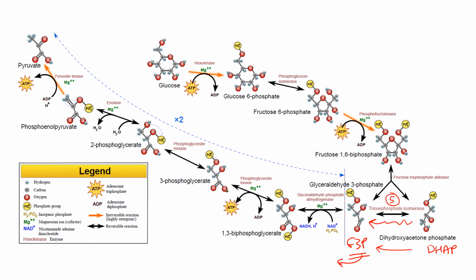At this point in the glycolytic pathway, we have 2 3-carbon molecules, but have not yet fully converted glucose into pyruvate. Not yet, yeah?